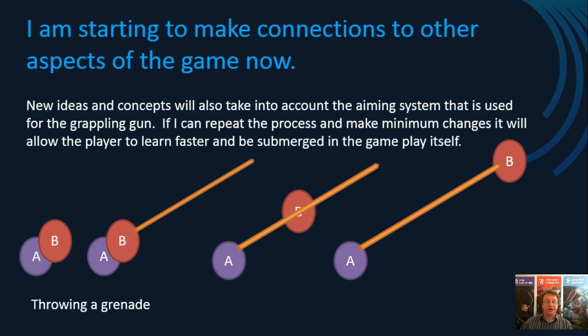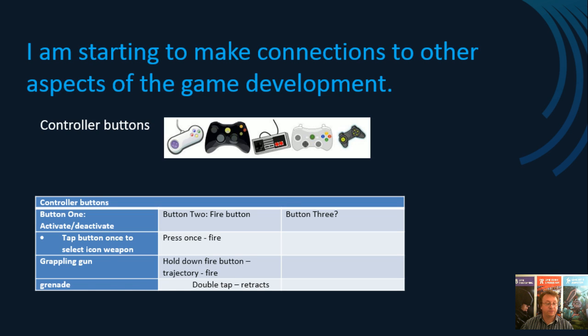So we can start to get an idea about how maybe throwing a grenade can be used with the same control setup as firing the grappling gun. So again, as designers, even at early stages, we can start to think about how things react with other things.